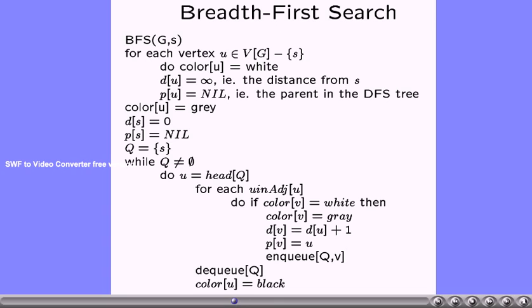Then we take one vertex from the queue and mark it as processed or visited, and then we push all their unvisited nodes into the queue again. This is repeated till the queue is empty. In the algorithm we have shown visited as black and unvisited as white, and if they are in the queue as gray. This is only for our convenience. The following slides will demonstrate how this algorithm works.